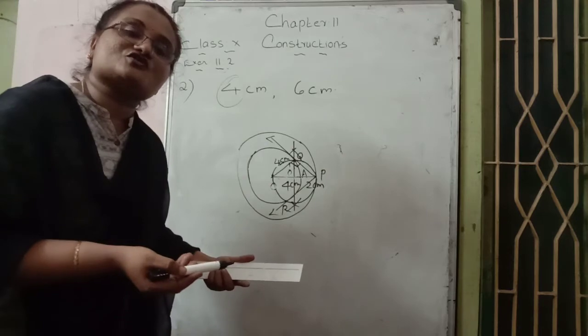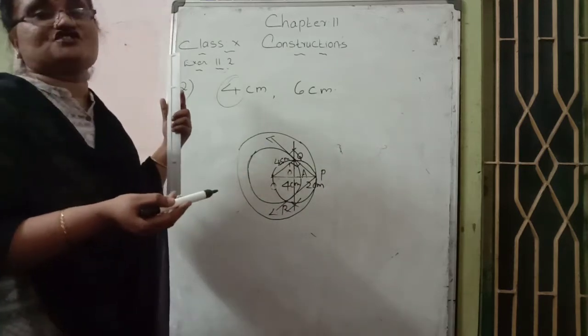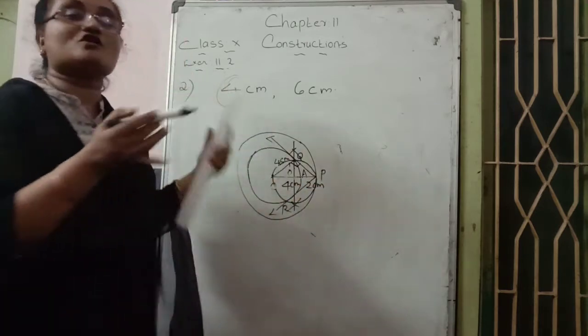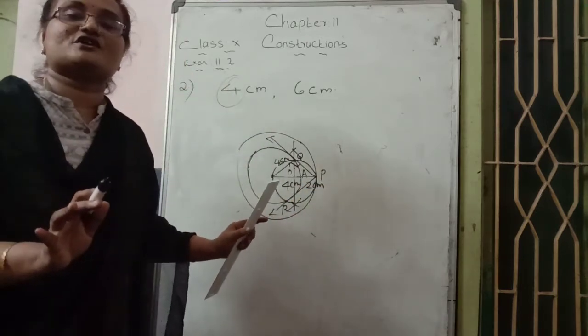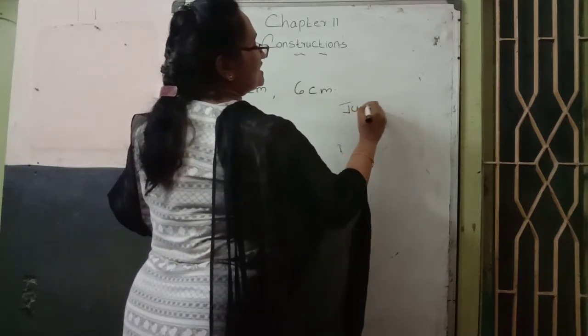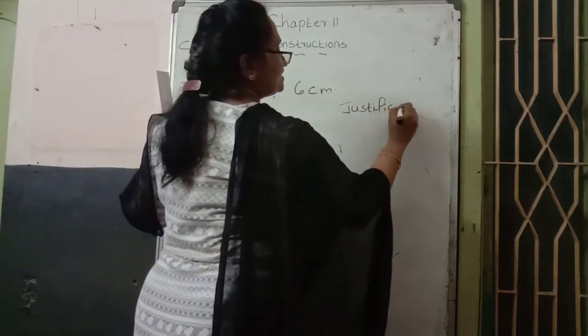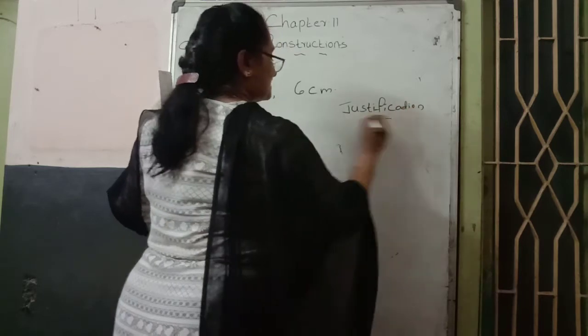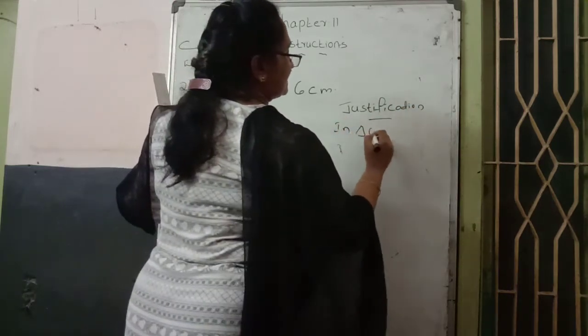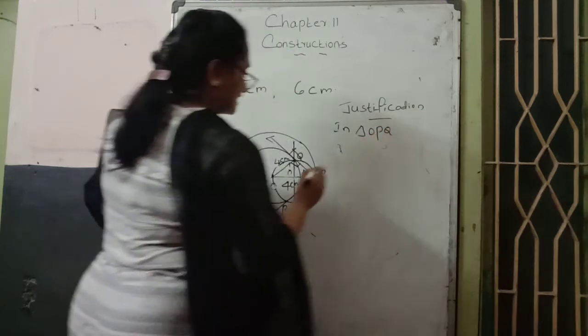PQ is equal to the tangent of the first triangle. Once we get that PQ value, we can say PR is also the same length. So we write the steps, afterwards the justification. In the justification, which triangle do we consider? OPQ right angle triangle. There the Pythagoras theorem is applied.